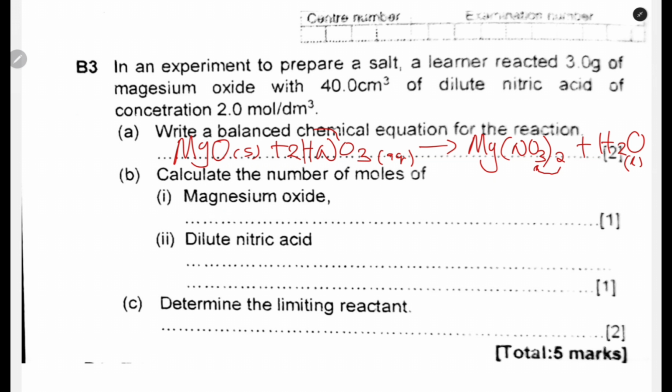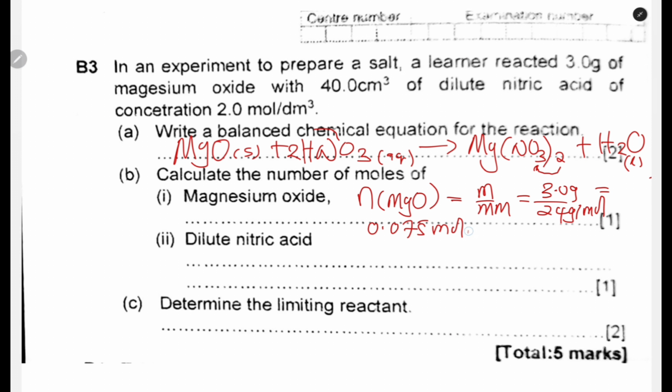Calculate the number of moles of magnesium oxide. So you take note of what you are given on magnesium oxide. You are given the mass, which is 3.0. So number of moles of magnesium oxide is equal to given mass over molar mass. This is going to be 3.0 gram divided by 24 gram per mole. And what is it going to give you? If you divide it, it gives you 0.075 mole. Be able to confirm this one. So 0.075 mole as the number of moles of what? Magnesium oxide.